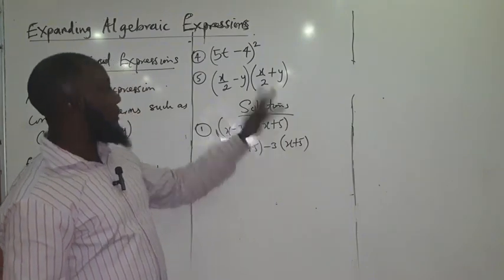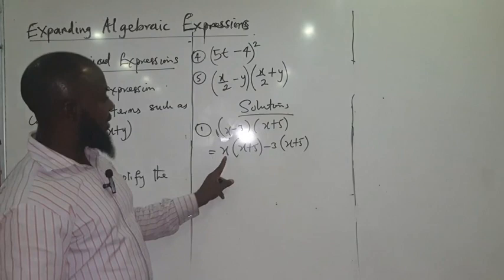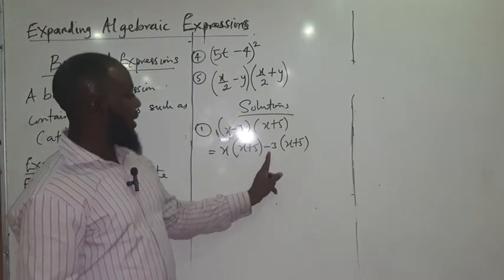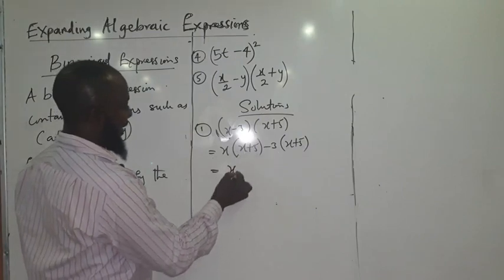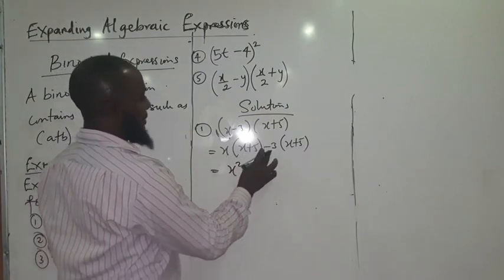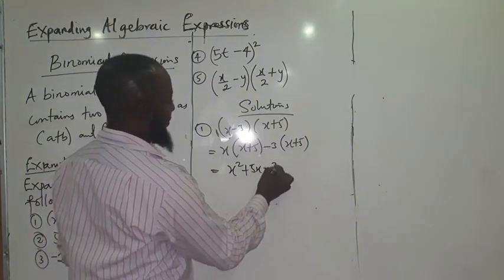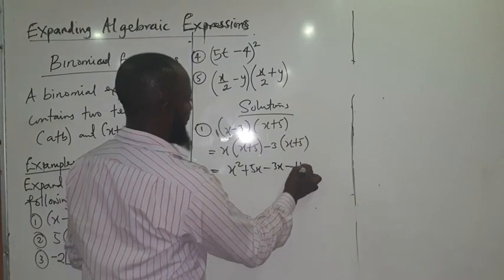You see, we've gone back to the first example we did the other time. So that's why we are using x to multiply everything here. We are using minus 3 to multiply everything. So this will then give us x times x, that is x squared. X times 5 plus 5x, minus 3 times x minus 3x, minus 3 times plus 5. That was minus what? 15.